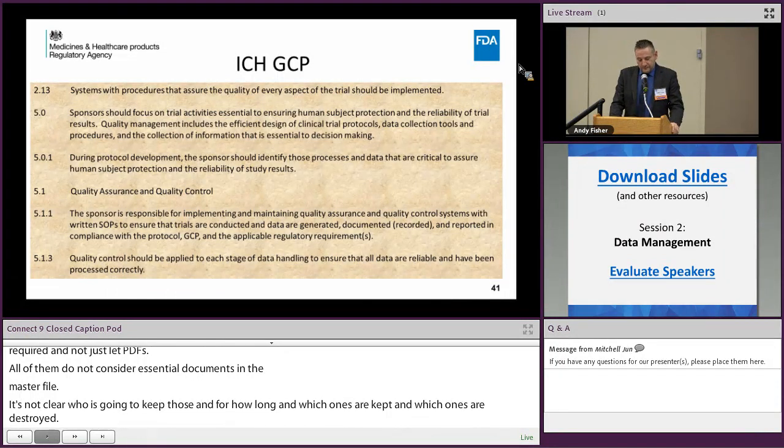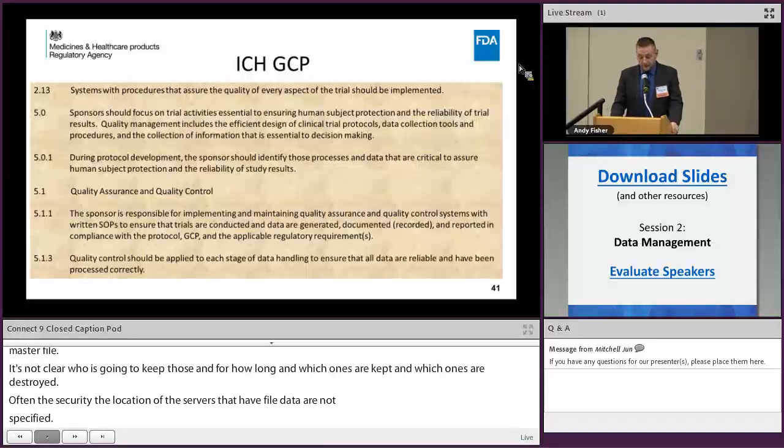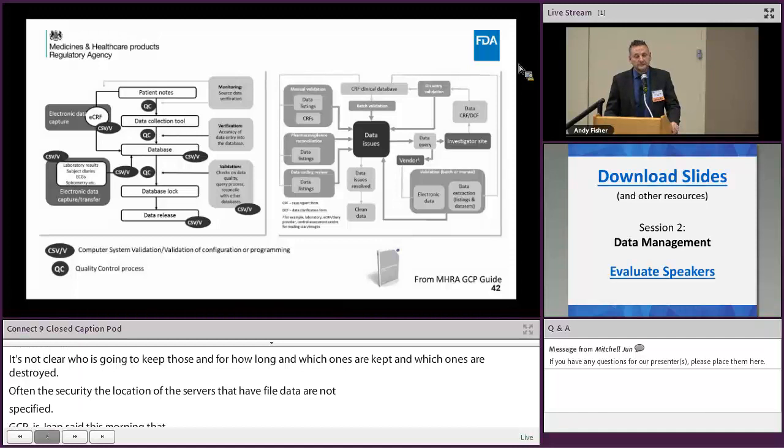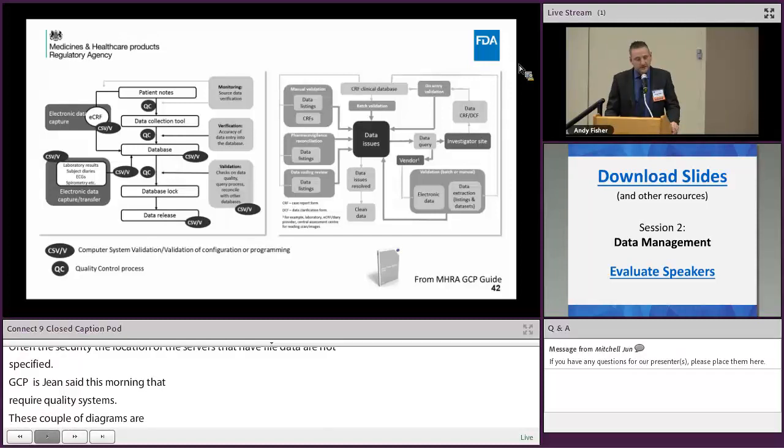GCP, as Jean said this morning, requires quality systems to be in place for reliability of decision making. These couple of diagrams are from the MHRA GCP guide. They summarize the data management processes, and this could show you where data quality and consistency can be checked. So we're looking for quality systems that govern these particular processes.